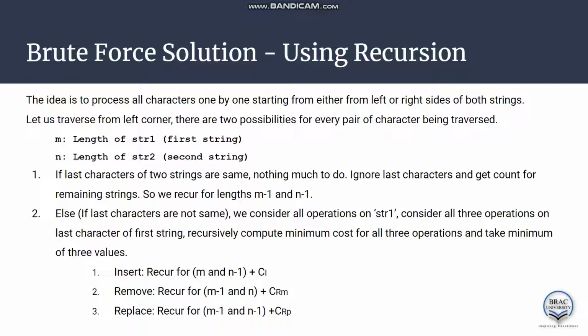First, if the last 2 characters of the string are the same, we cannot do much. We must ignore the last characters and account for the remaining things. So we consider and recur for the lengths M-1 and N-1. Second, the else condition. If the last characters are not the same, we consider all operations on string 1. Consider all 3 operations on the last character of the first string recursively and compute the minimum cost for all 3 operations and take the minimum value.